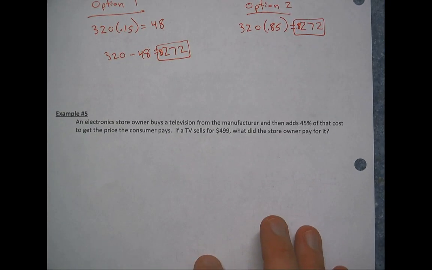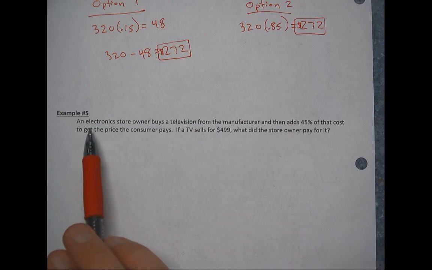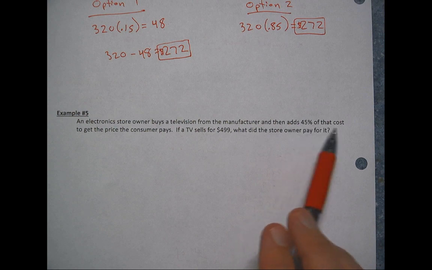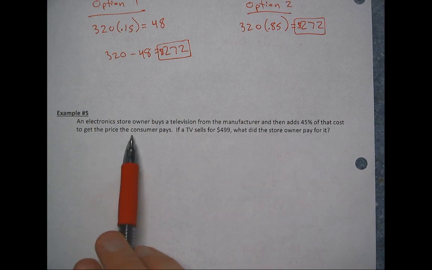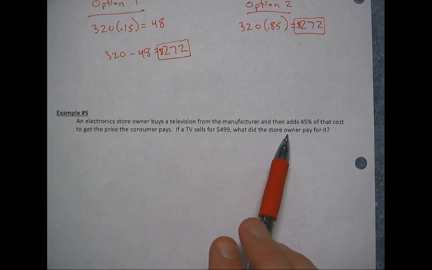All right, example number 5. Now we're going to go the other direction. Instead of a sale, we're going to mark things up. So a store owner buys a television from the manufacturer, and then he adds 45% of that cost to get the price the consumer pays. If a TV sells for $499, what did the store owner pay for it?